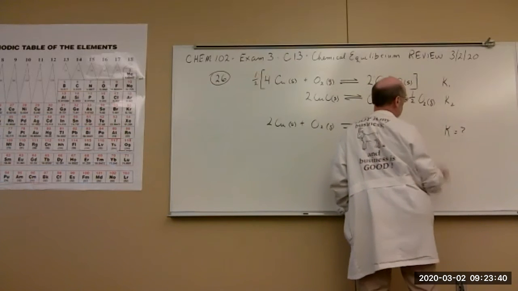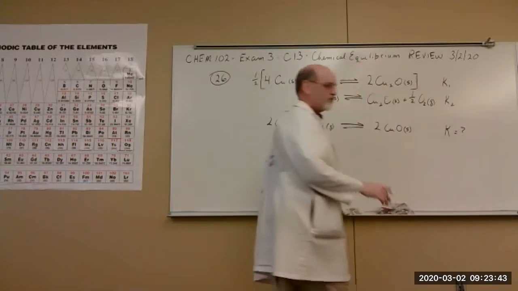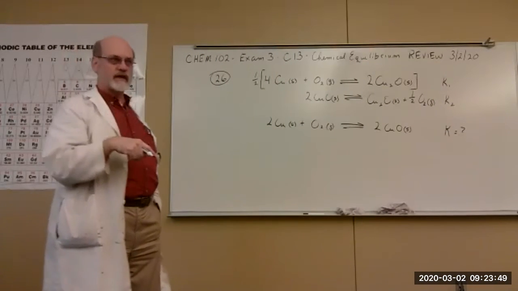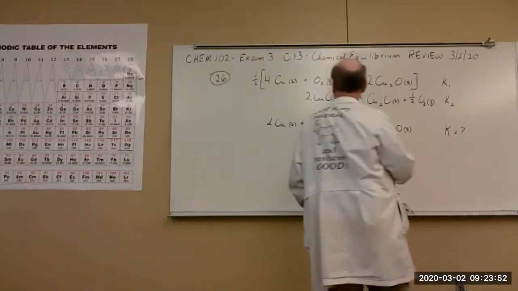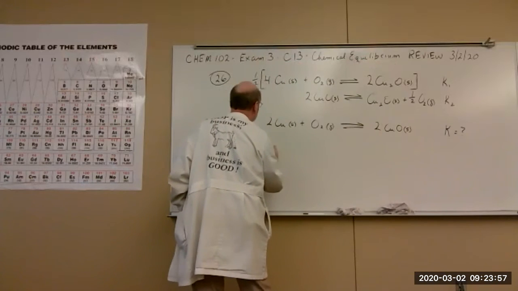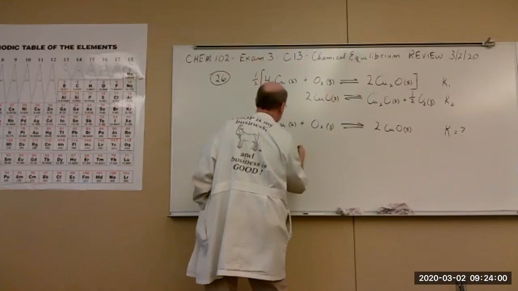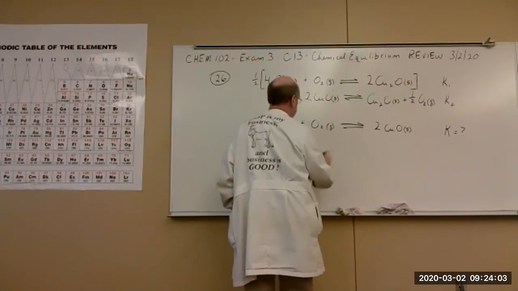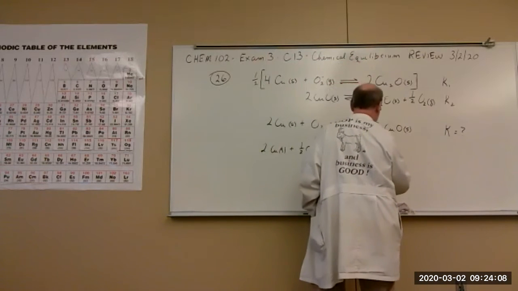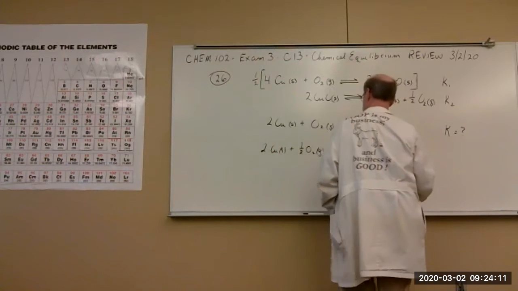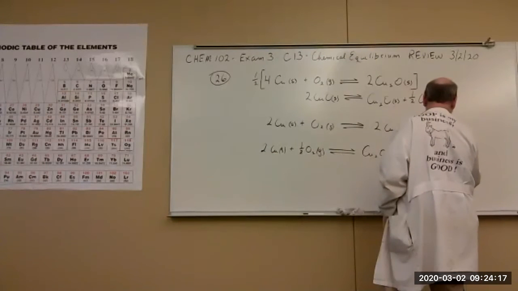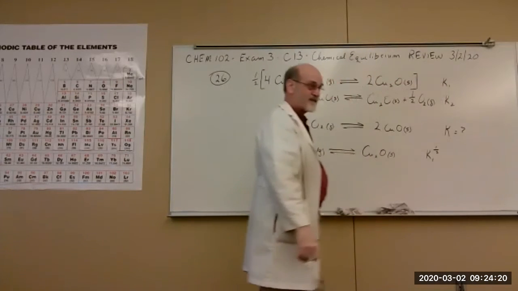What does that do to K2? If you multiply an equation by any factor, that factor becomes the power of the K. Right? So once we get this one down here, we'll just write it down here. 2Cu plus 1/2 O2, and then Cu2O. Then the K for this one, in terms of that one, is K1 to the 1/2 power. Okay?